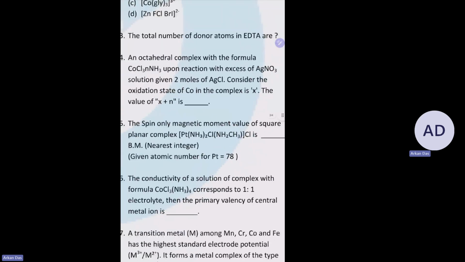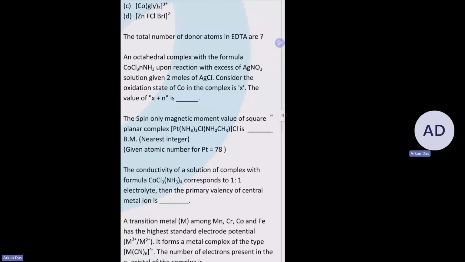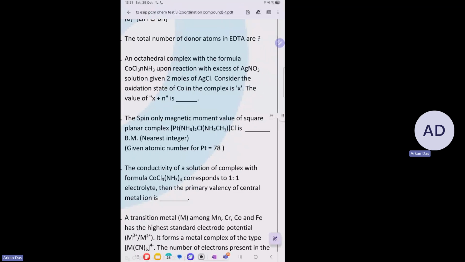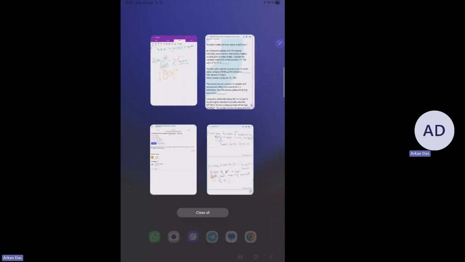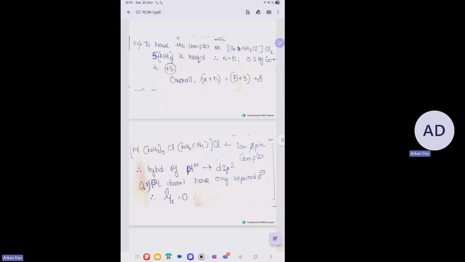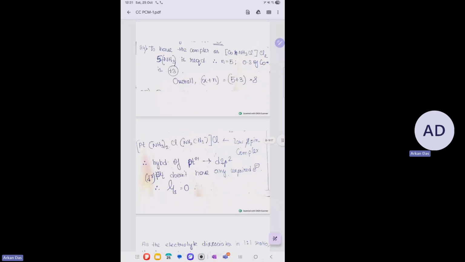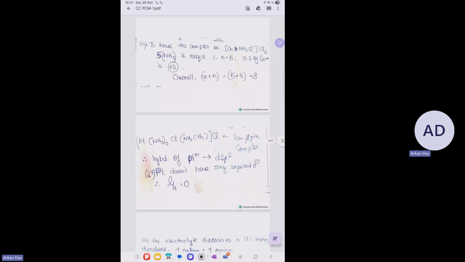What will be the arrangement in the d orbitals of platinum, 78 being an even number? It will be an even number of electrons, so everything will be paired. As everything will be paired, there won't be any unpaired electrons, so the answer will be 0. There won't be any magnetic moment.